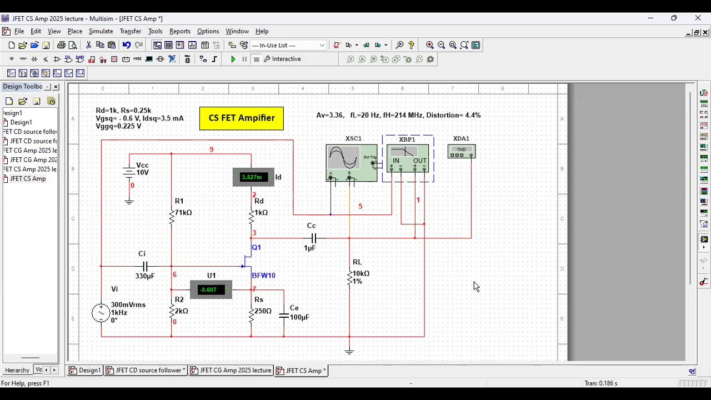So here we finish the chapter of common source amplifier. In our next lesson, we shall discuss common gate and common drain amplifiers.